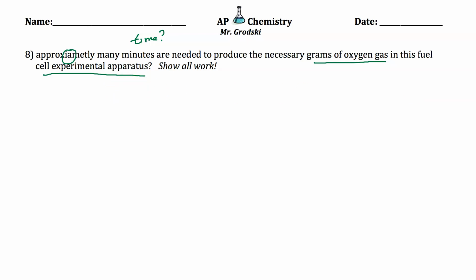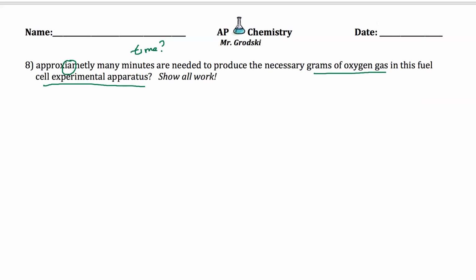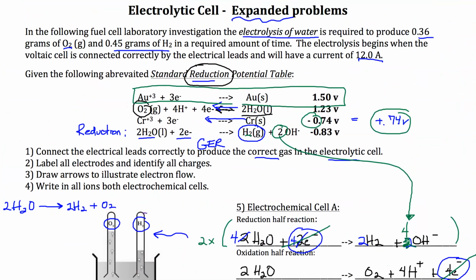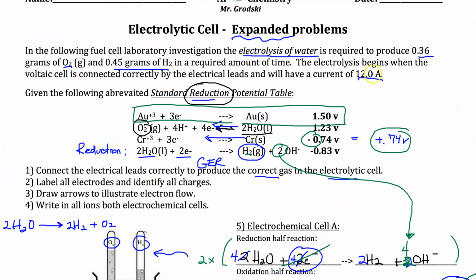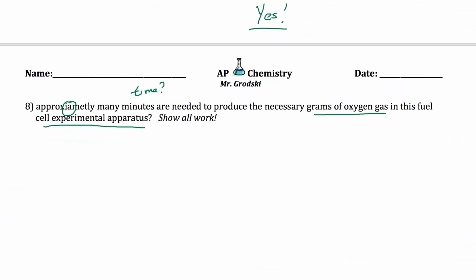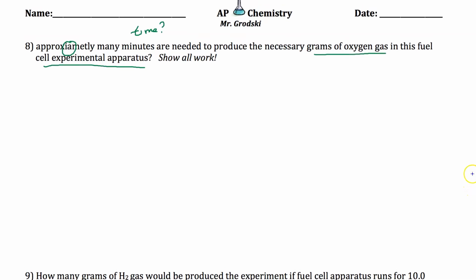Now, if you remember back in the original problem, or at least the original statement of the problem, what are they giving me? They gave me the amperage, which is coulombs per second, and they gave me the amount of grams of hydrogen and oxygen. So let's go back to the question and see if we can think this through. We've been through these before, but I'm making you think about these a little bit differently. So they want to know how much time it takes to produce the grams of oxygen. Now, how many grams of oxygen was written? Well, it was 0.36 grams. So I'm going to write that in, 0.36 grams.